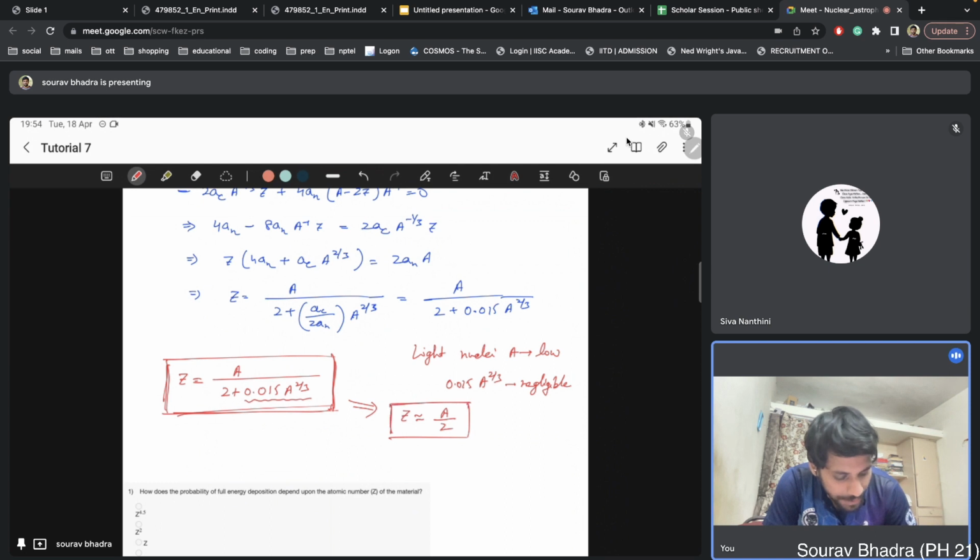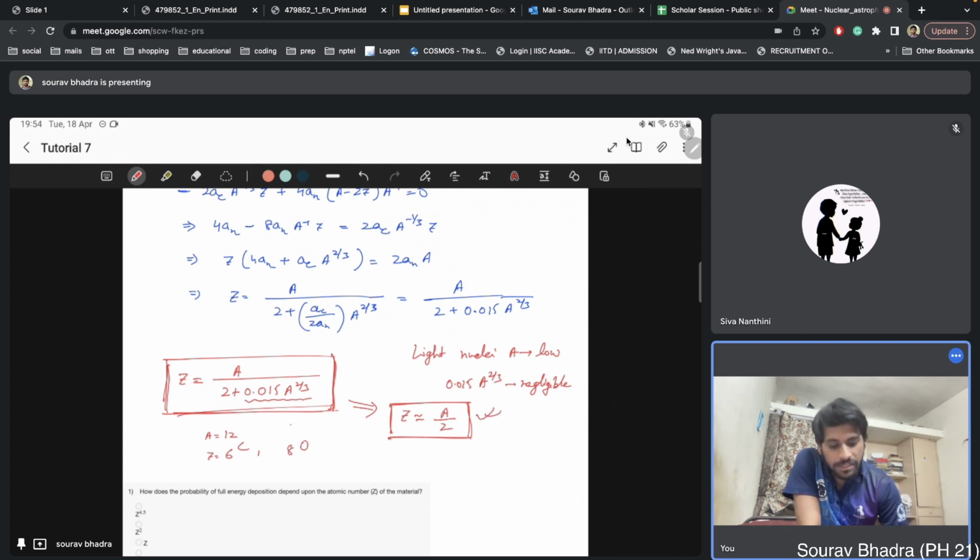So those elements are stable which have a proton number exactly half of the total mass number. That's why you can see 6C12: A is 12, Z is 6. It is following this formula. It is a stable element.